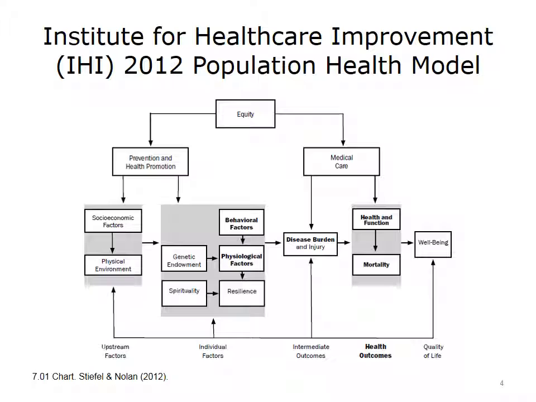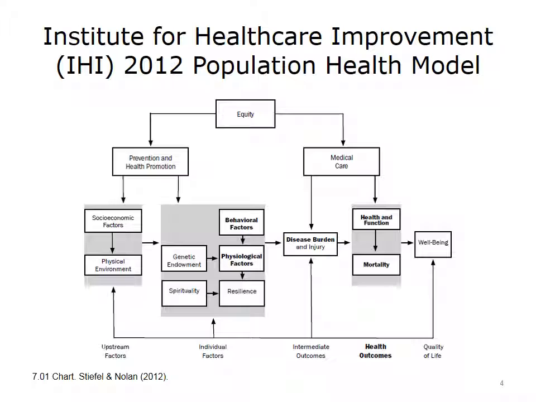In determining health interventions for population health, we consider equity as a major contributing factor in the following two domains: 1. Prevention and health promotion, and 2. Medical care. Prevention and health promotion are influenced by upstream factors, which include socioeconomic factors and the physical environment. There are also individual factors, such as a person's genetic endowment, their spirituality, behavioral factors, and physiologic factors that determine resilience at an individual level.